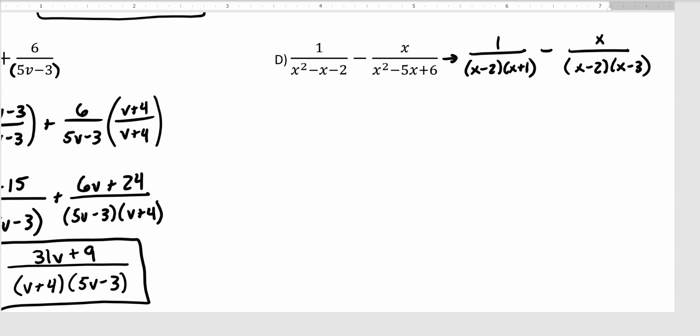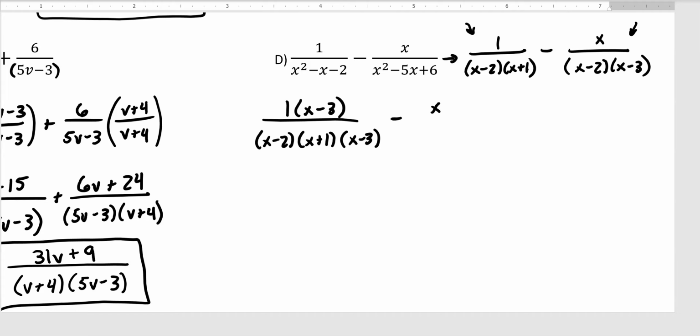So notice what factor is missing here. I need to include x plus 1 in this fraction. I need to include x minus 3 in this one. So I'm going to rewrite this as 1 times x minus 3 over x minus 2, x plus 1, x minus 3. And I'm going to subtract from that x times what factor was missing here, x plus 1, over x minus 2 times x plus 1 times x minus 3.